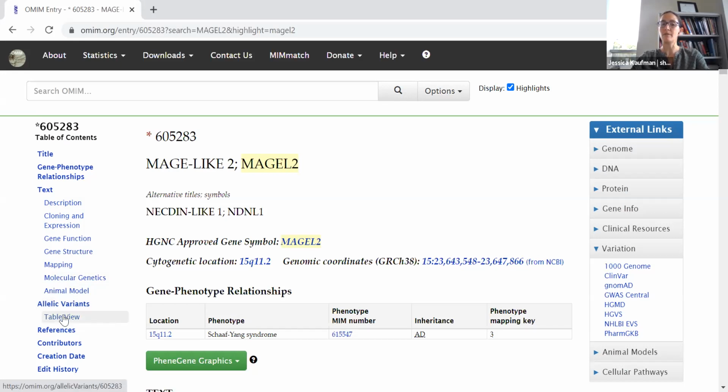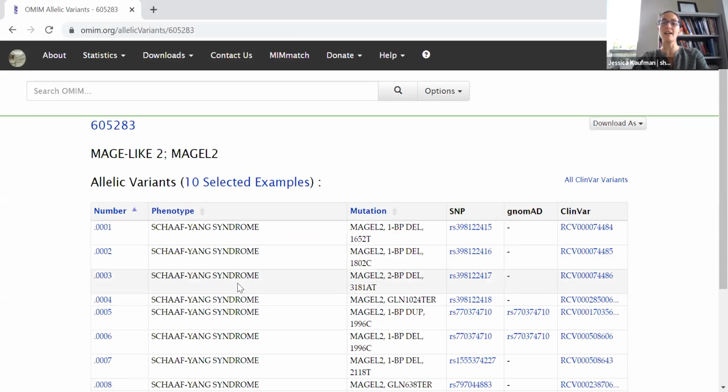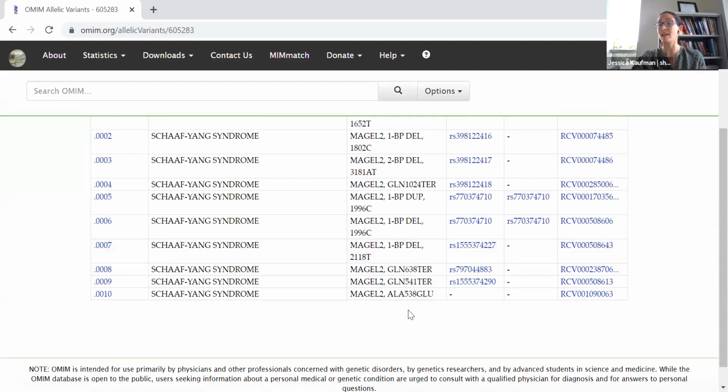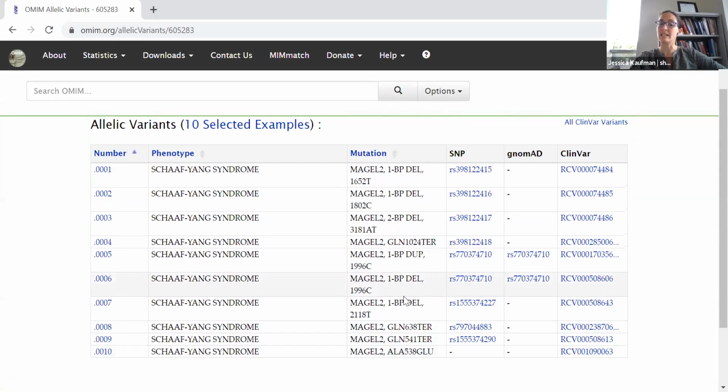When I click on the table view, it shows me a lot of different changes to the gene, molecular changes, that result in disease. So you can see the phenotype on the left, and the specific mutation is in the mutation column. Some of these changes are deletions. They show up as one base pair deletion. It might be a 50 base pair deletion. And some of them are single nucleotide polymorphisms. We can tell that because they result in a single change of one amino acid for another.